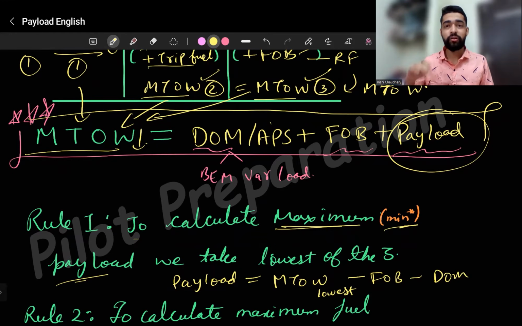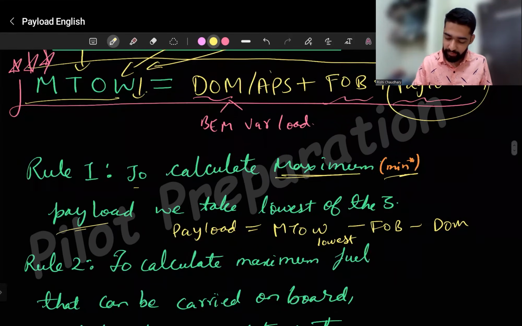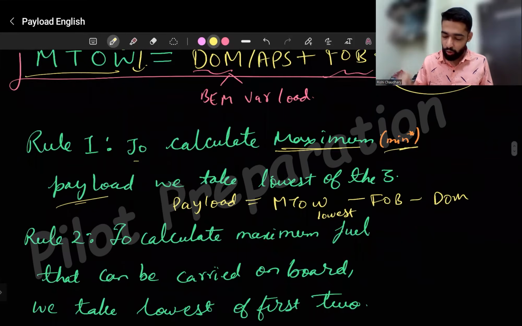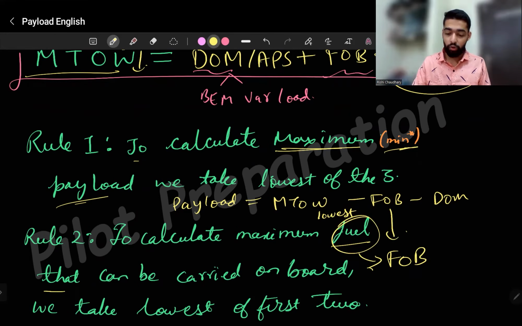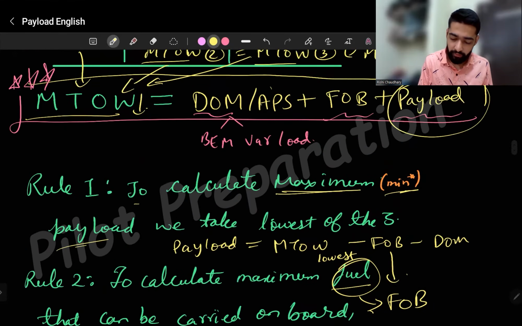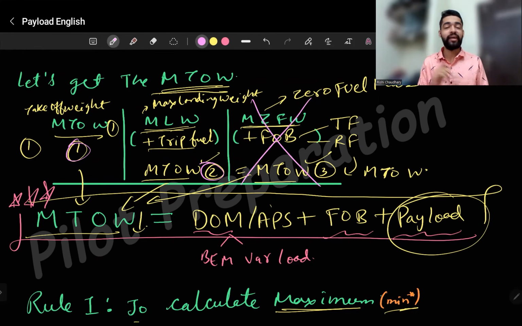Now let's move on to rule 2. What does rule 2 say? To calculate maximum fuel that can be carried on board, we take the lowest of the first two. So whenever we need to find the fuel on board, FOB, we take the lowest of the two. Lowest of the two means MTOW1 and MTOW2, whichever is lowest, we take that value. We don't consider MZFW in that case. Why don't we consider MZFW in that case?